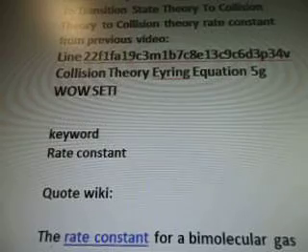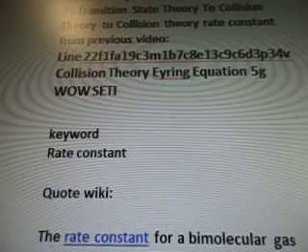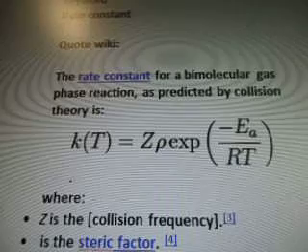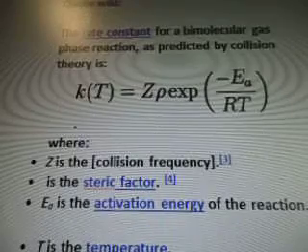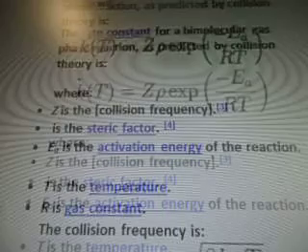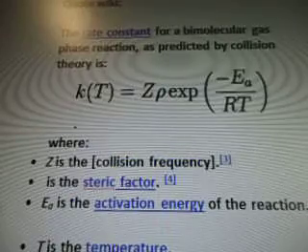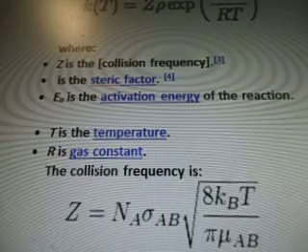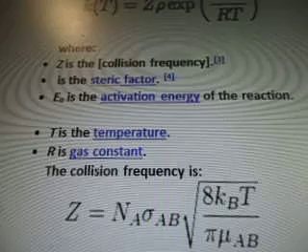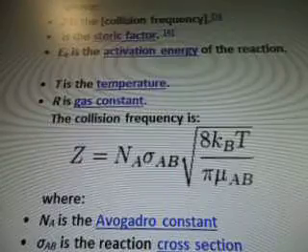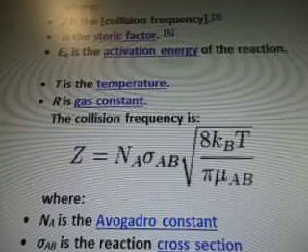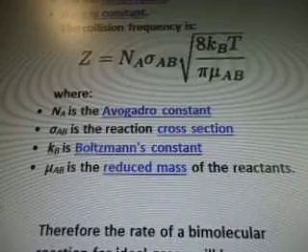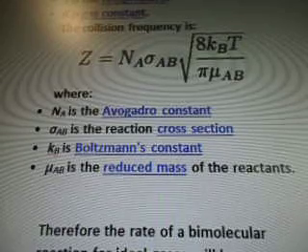Collision theory, Eyring equation, 5G Wow Seti. So the keyword is rate constant, and quote from wiki, the rate constant for a bimolecular gas phase reaction as predicted by collision theory is this equation, where Z is the collision frequency, P is the steric factor, and E with the little a is the activation energy of the reaction, T is the temperature, and R is the gas constant. The collision frequency is this equation here, where N with the little a is the Avogadro constant.